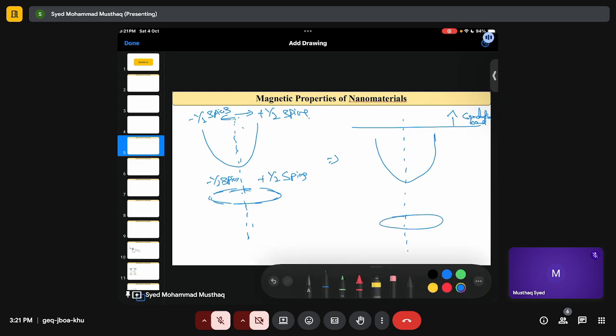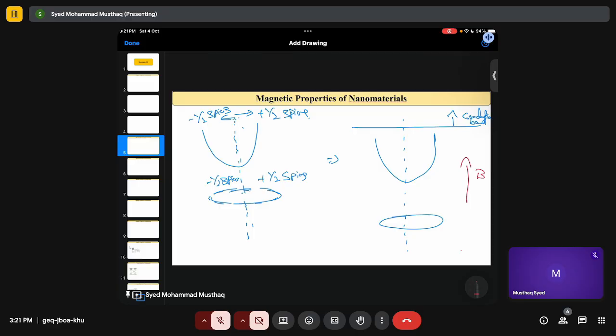Now what happens if I apply a magnetic field? Let's say I have applied a magnetic field, B or H. If I am talking about vacuum, then I will say H. If I am talking about a medium, then I will take B. Okay. Now I am trying to apply a magnetic field. Now what happens? As I have explained before, whenever you have a magnetic field, you will have an associated energy with your magnetic moment.